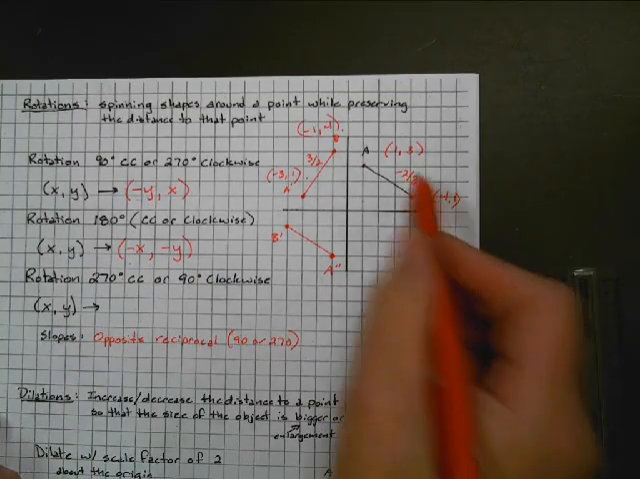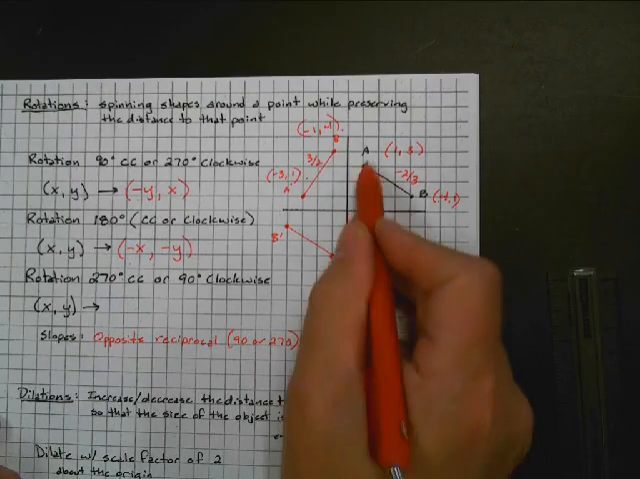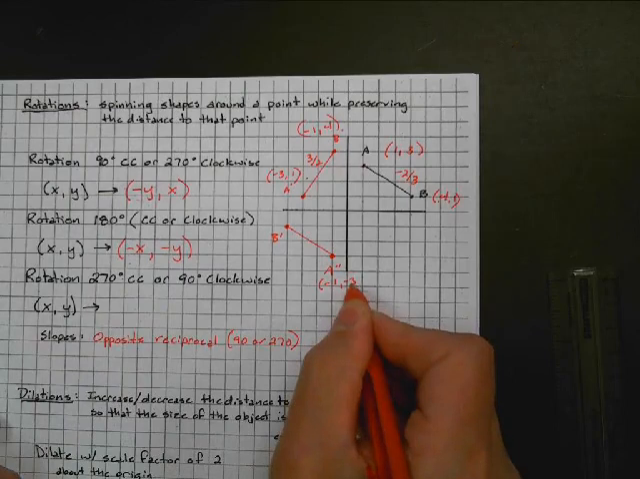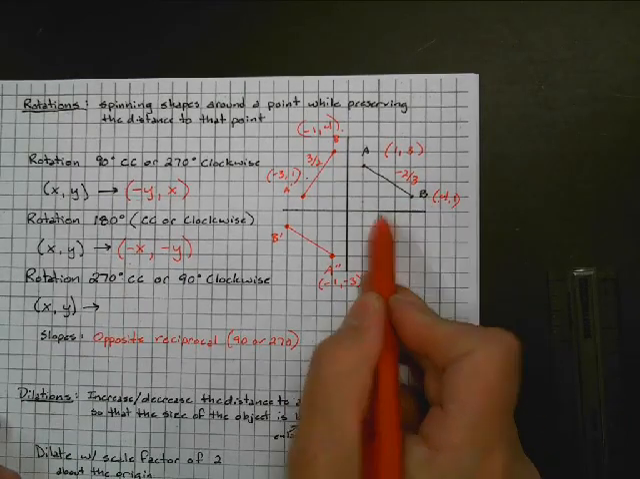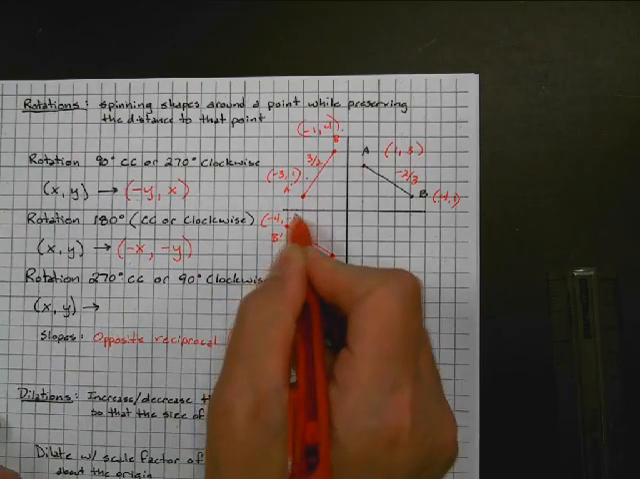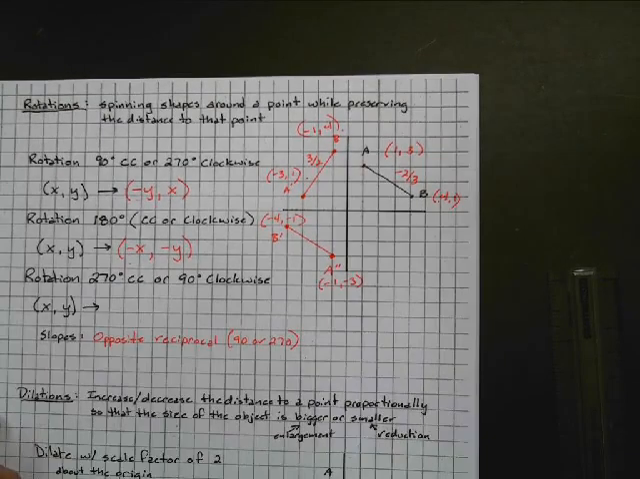And that's exactly what I'm getting here, because this point here is at 1, 3. This point right here is at negative 1, negative 3. This point here is at 4, 1. This point here is at negative 4, negative 1. See, negative x, negative y.